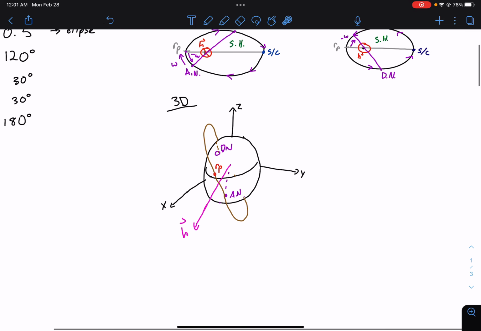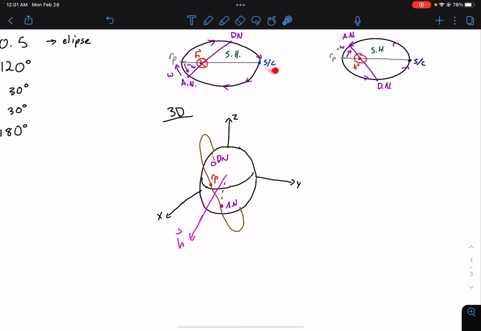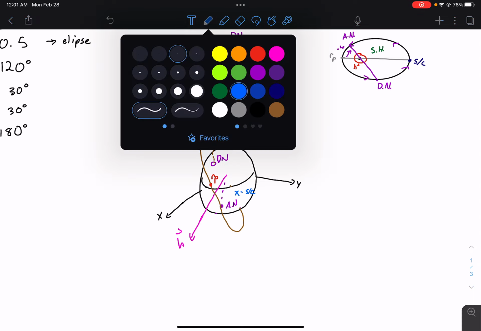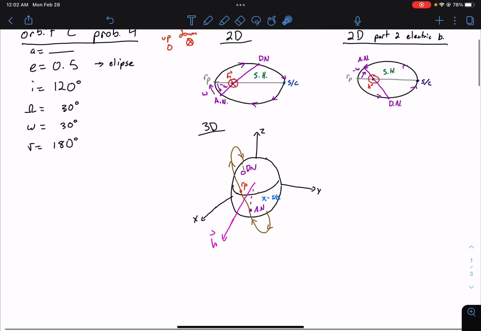What else we got? Okay, well, on this diagram here, our spacecraft is 180 degrees away from our periapsis. Well, what does that look like here? 180 degrees is somewhere over there on that side of the orbit. So we're going to just go ahead and label our spacecraft as somewhere down there. Now, I also, again, like to put arrows on my orbits to show the direction, make it a little bit more clear which way it's going.